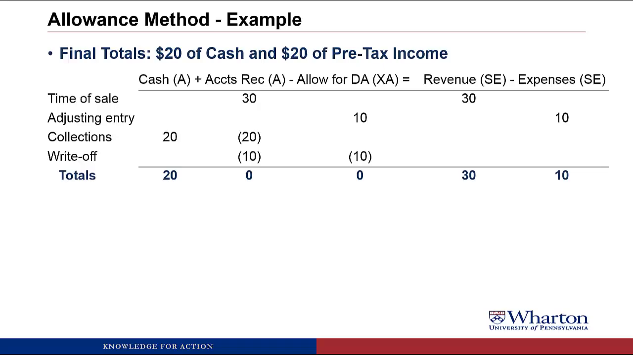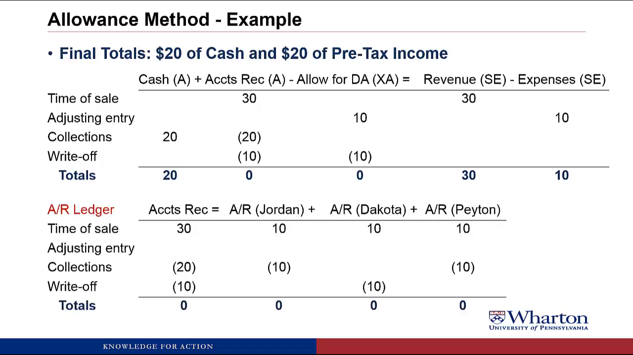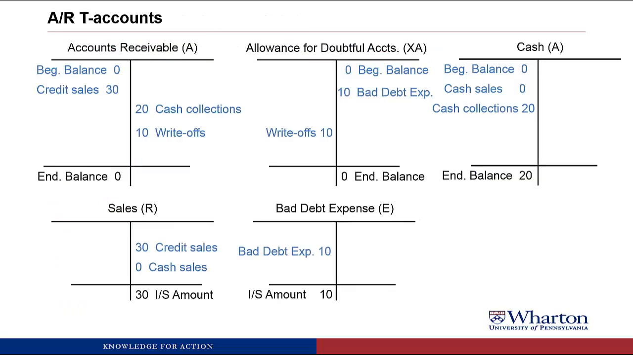And note that when all is said and done, the $20 of pre-tax income equals the cash that we actually collected. In our accounts receivable ledger, everything is zeroed out at this point because either people have paid us what they owe us or we've written off their account, given up on ever collecting it. And then for our T accounts, we can also create balances for everything. So you can see we have an ending balance of 0 for accounts receivable and for the allowance account, balance of 20 in cash, balance of 30 of sales, and a balance of 10 for bad debt expense.